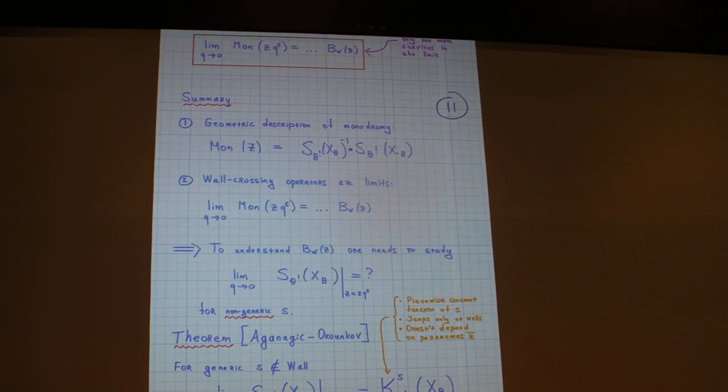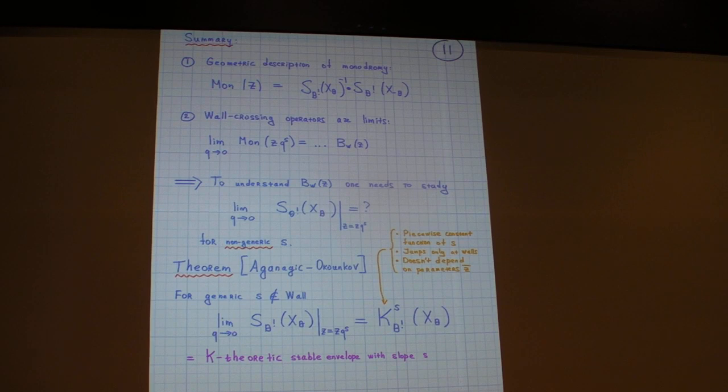limits of the monodromy. So the natural question that arises is to study this limit when Q goes to 0 for a single factor here, right? So the monodromy is a ratio of two stable envelopes. Let's study this limit for a single stable envelope. All right, and the new part of that is that we need to study this limit for non-generic slopes. So we need to study these limits when S is non-generic, when S is exactly sitting on the wall.